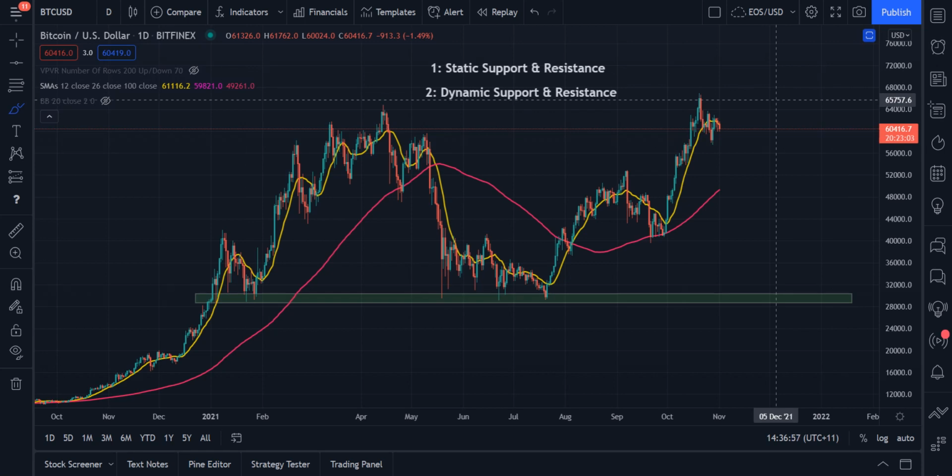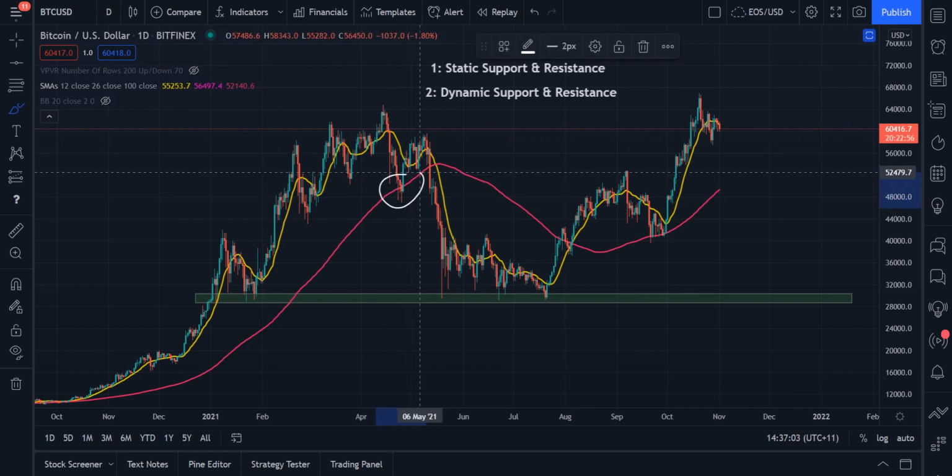And these areas also act as support and resistance zones. For example, we can see that here in April, we bounced off of the 100 SMA, right? Here in September, we did the same thing. We bounced off of the 100 SMA. Now, obviously, the bigger the number, the 100 SMA versus the 12 SMA, the more likely you're going to see a bounce off of that zone, and the more of a longer term support zone it's going to be.